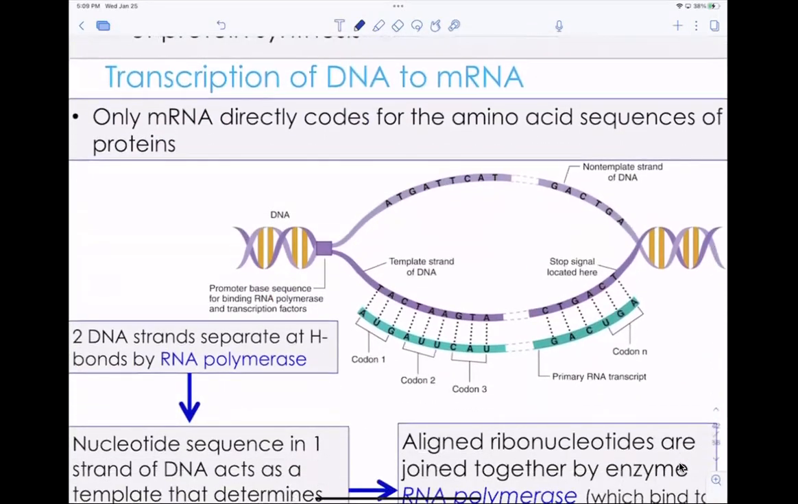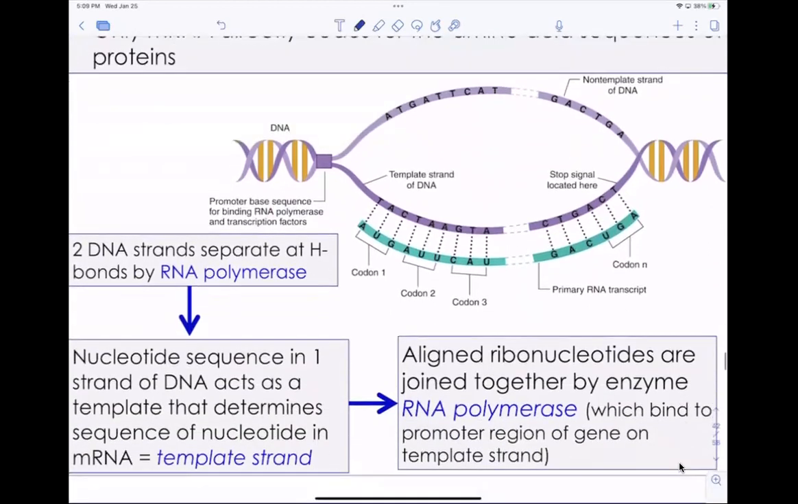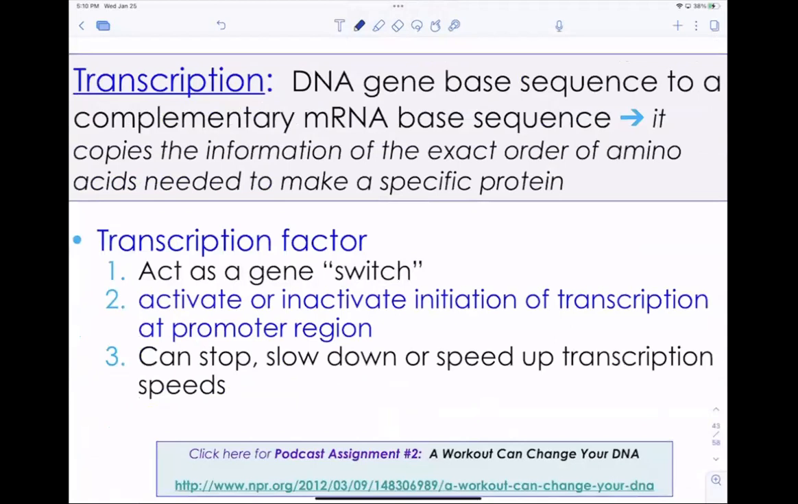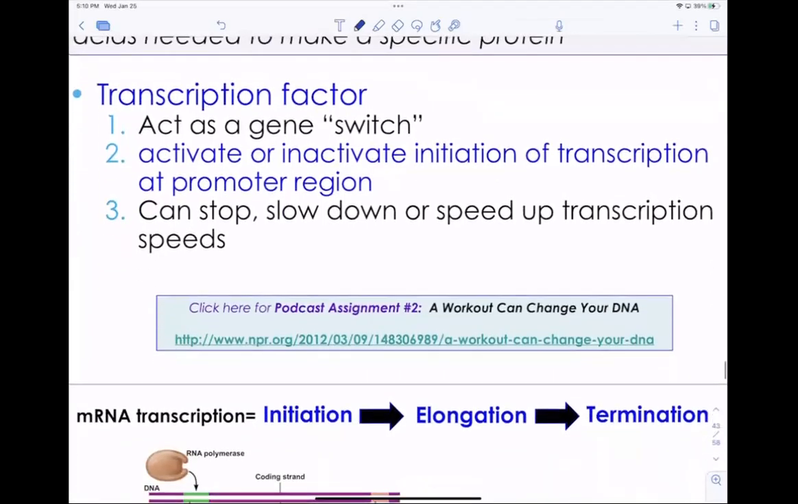So in transcription, there is the RNA polymerase that unwinds the DNA strand on the template strand of the gene. It also helps assemble the messenger RNA, assembling all these codons next to one another, which then becomes the messenger RNA. So here we go. Again, understand the definition of transcription and understand the definition of translation.